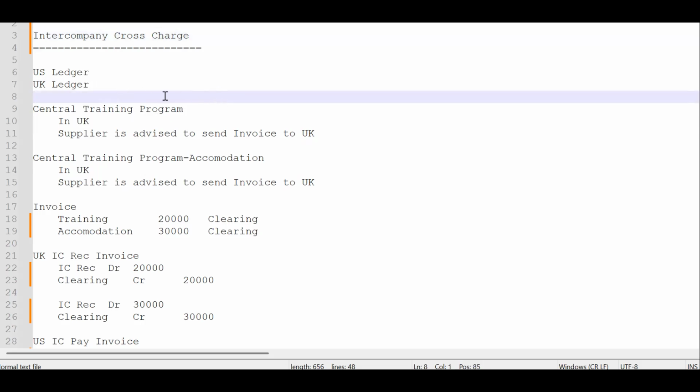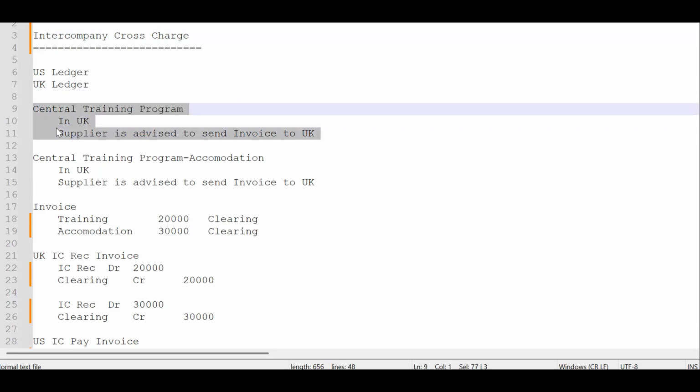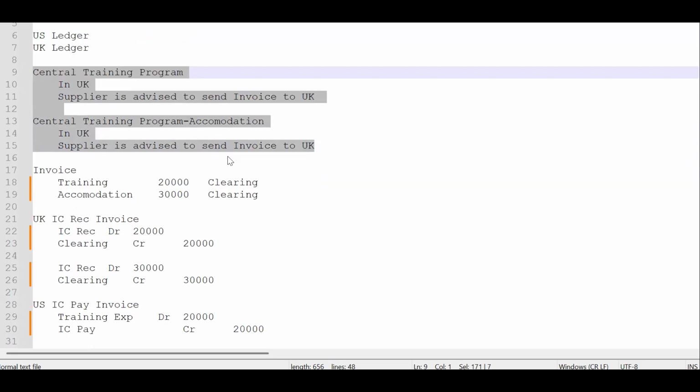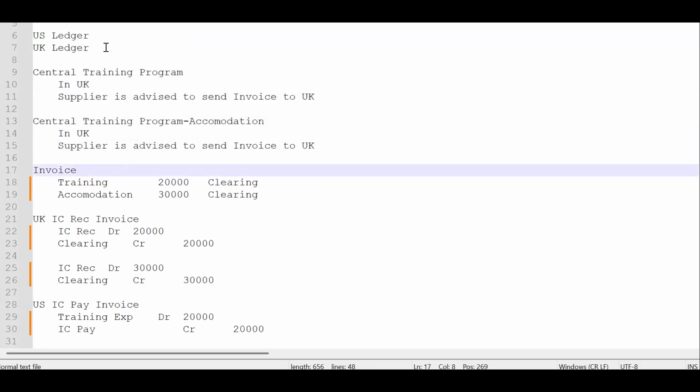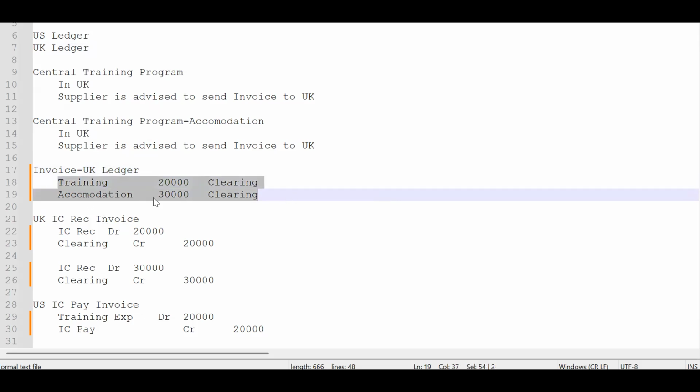Having said that, let us first go with the business flow and then we will go to the setup we need to do for this. So as I said, the vendor will provide the accommodation as well as the training. After completion of the training program, the vendor will send the invoice to the UK business unit, right? So in the UK ledger, there will be an invoice created. They will create an invoice where two lines will be there, one for training, one for accommodation.